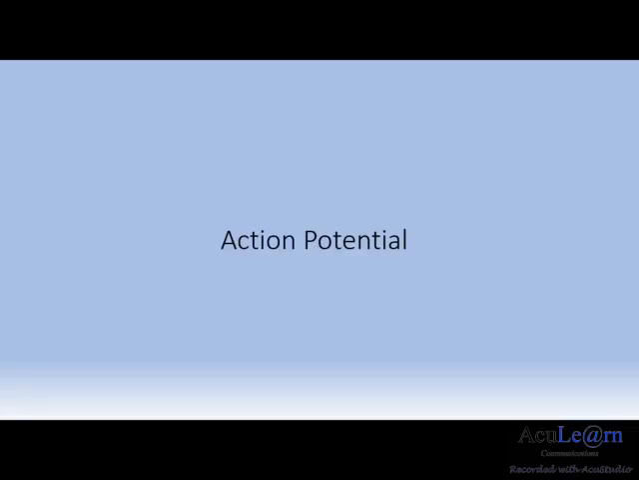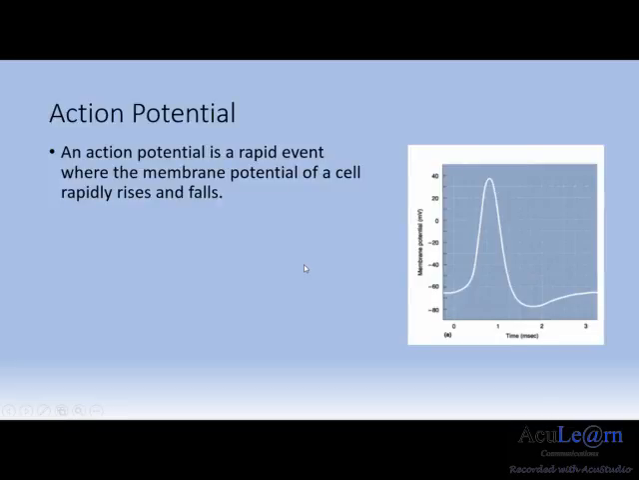For this chapter, we will be talking about action potential. An action potential is a rapid event whereby the membrane potential of a cell rapidly rises and falls. This following graph here depicts the membrane potential changes that occur during an action potential.